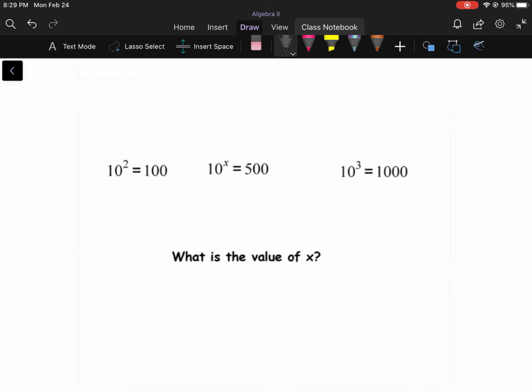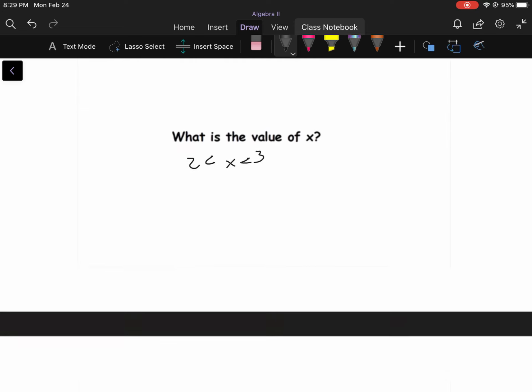My question I always pose to class is, I know 10 to the second is 100. I know 10 to the third is 1,000. So 10 to what power is going to give you 500? Well, I know it's got to be somewhere between 2 and 3 because 500 is between 100 and 1,000. But instead of guessing and checking, I'm going to show you an operation that you could use eventually to solve that and get the actual number for that value of x.